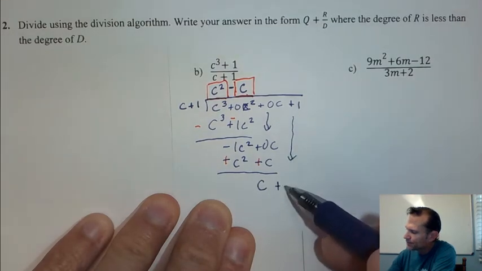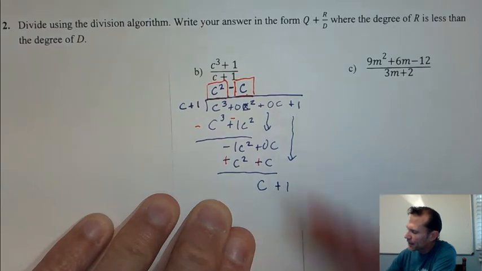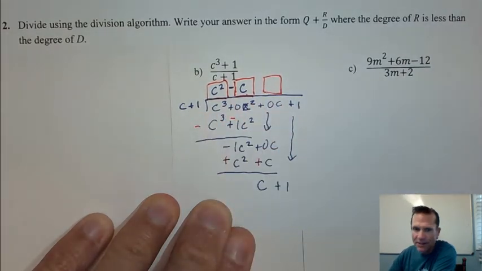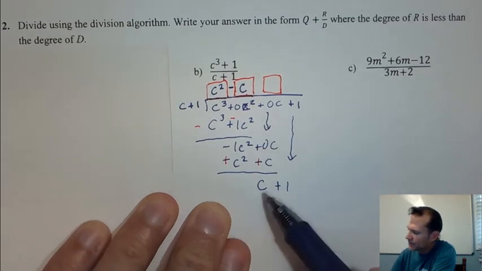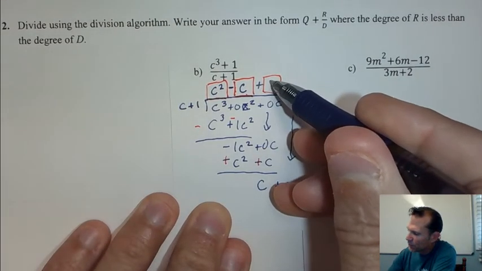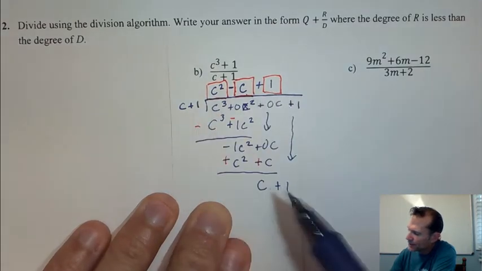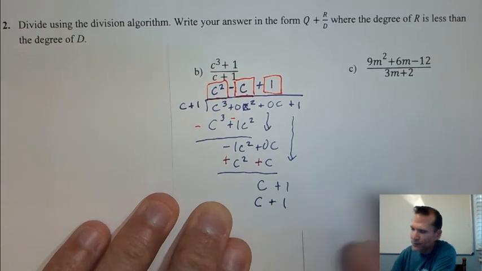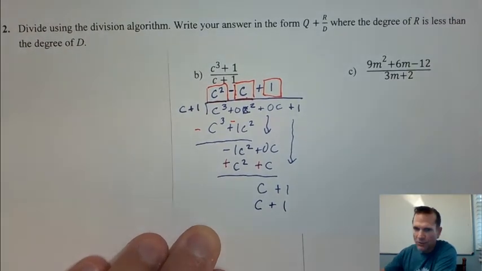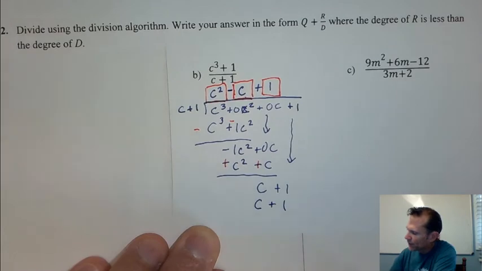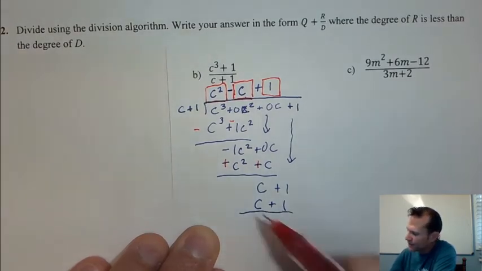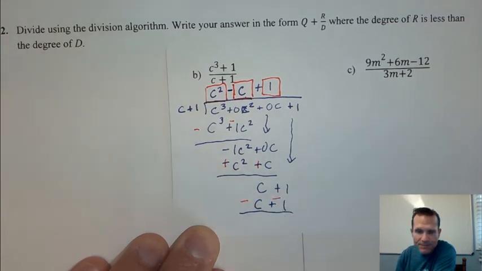Drop down my 1. Come back to the top and think about, okay, what times c will get me exactly c? Well, that's positive 1. 1 times c is c. 1 times 1 is 1. And you might already be able to spot what's going to happen on this problem when I draw my line and change my sign. I change both these signs, and look what happens here. That's nice. We get 0.